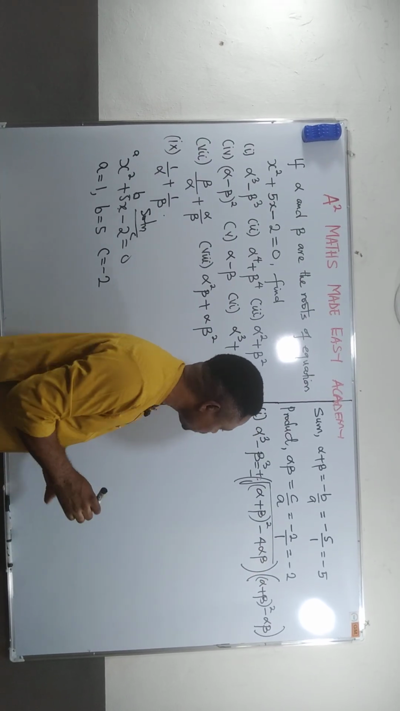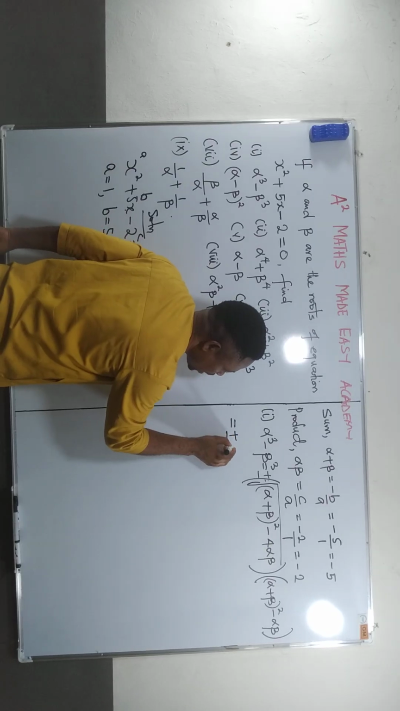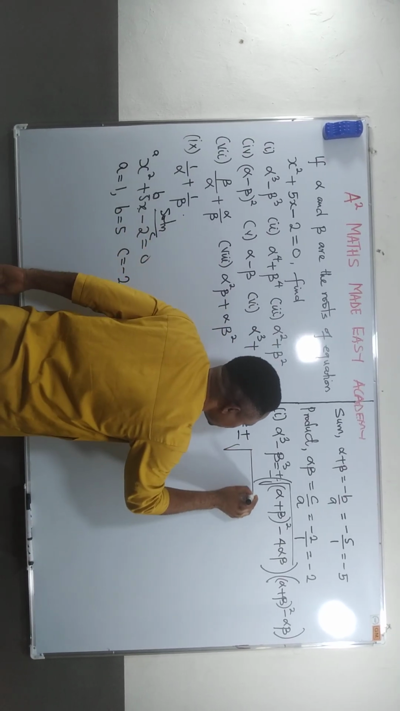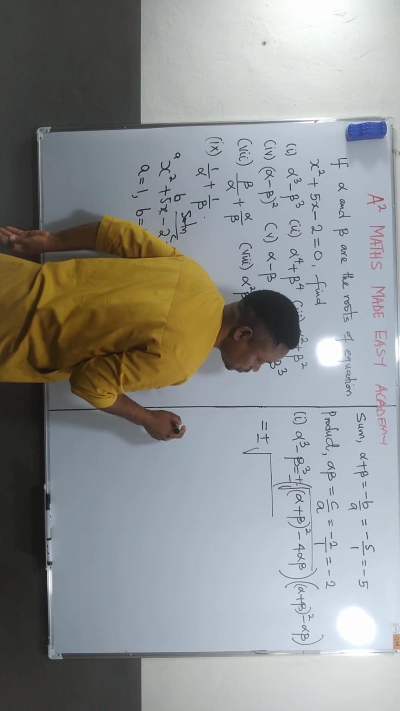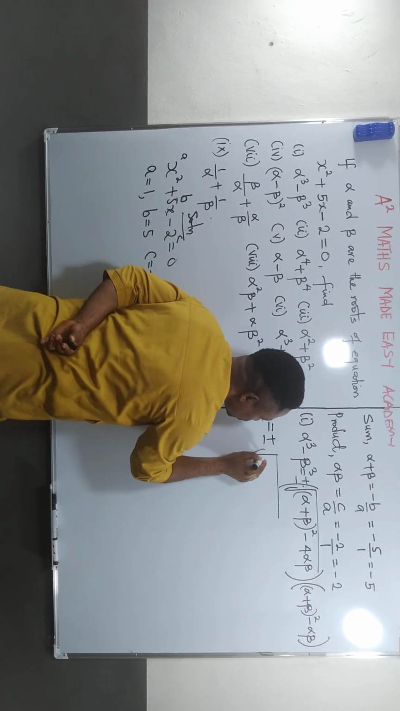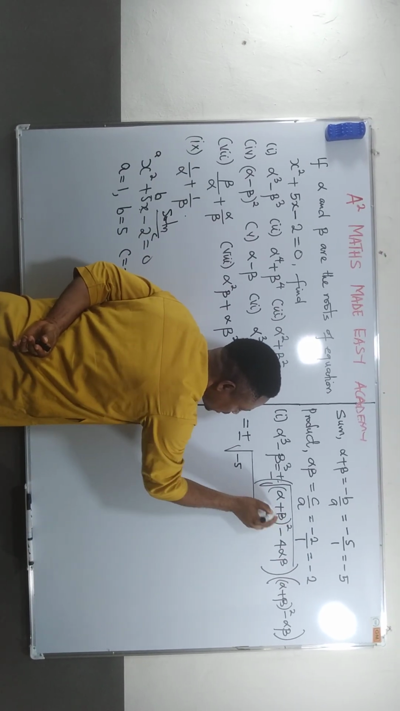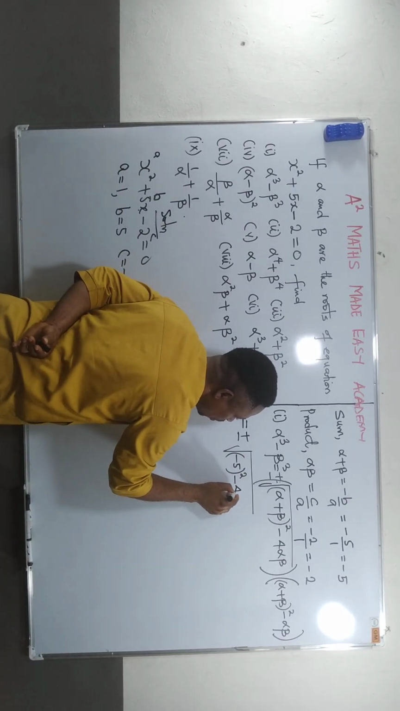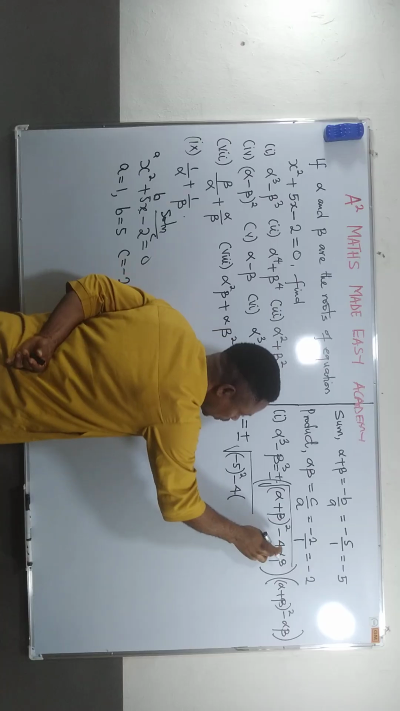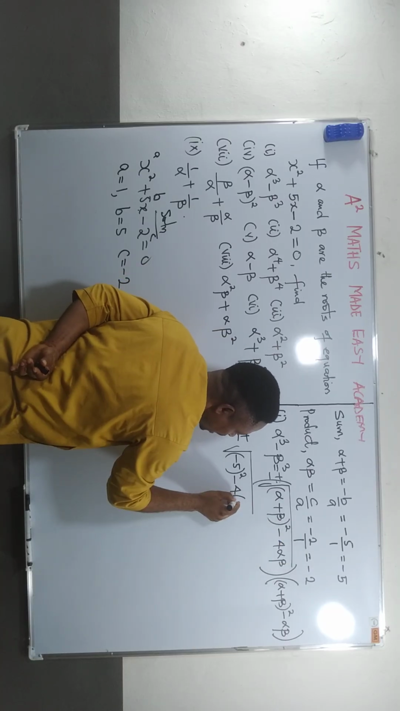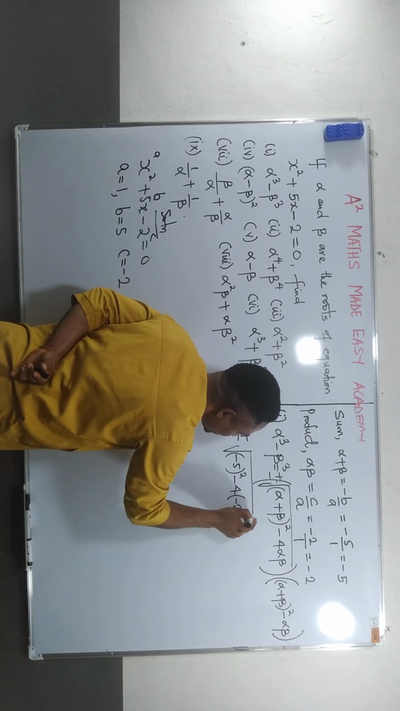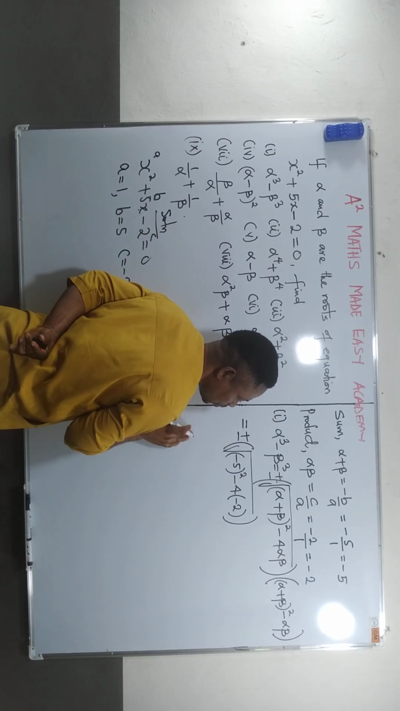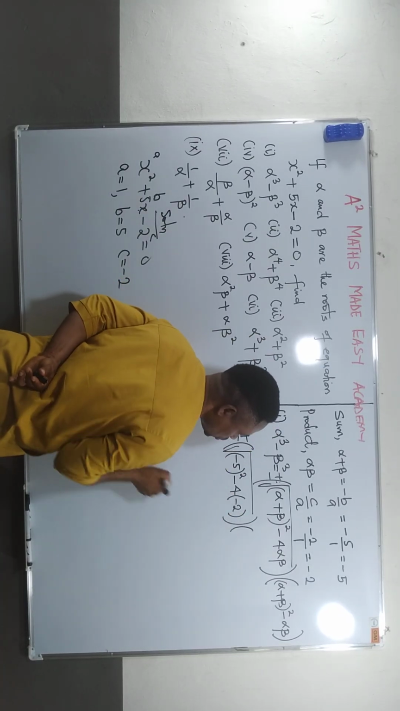Can we substitute now? Here we go. We have plus or minus under all square roots. What is alpha plus beta? Alpha plus beta is minus 5. I write here minus 5. Close the bracket, all squared. Minus 4, open bracket. What is alpha beta? Alpha beta is minus 2. Close the bracket, close this and close this as well. Then open the bracket.